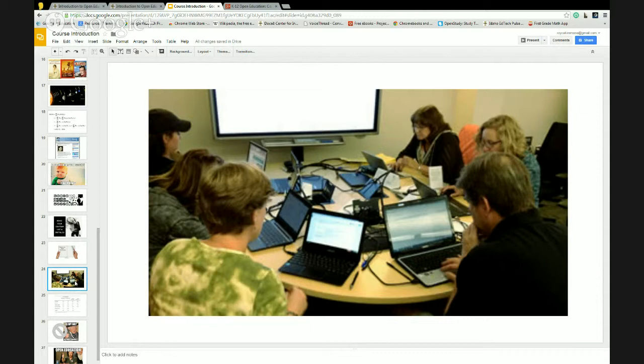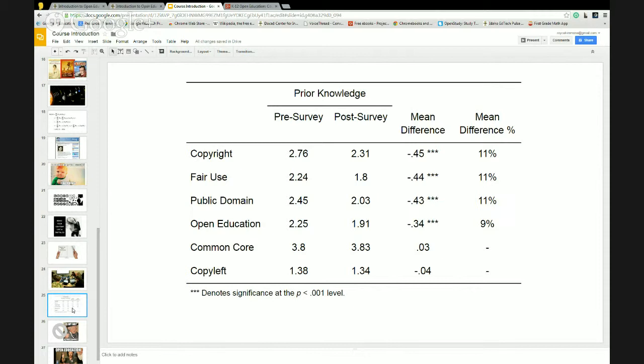One of the interesting things that emerged out of this institute was that there were a number of misconceptions or false assumptions about issues of copyright, fair use, and public domain. So when educators came to these institutes, we had them take a pre-survey where they self-evaluated on each of these areas. And then we had them do a post-survey as well, where they both self-evaluated where they were at the end of the three-day institute, but also, upon reflection, where they think they really were at the beginning.